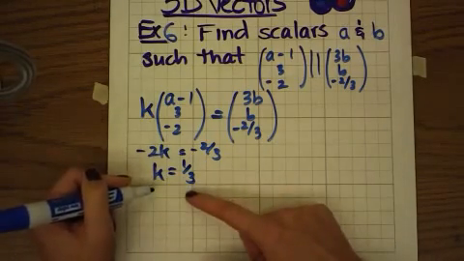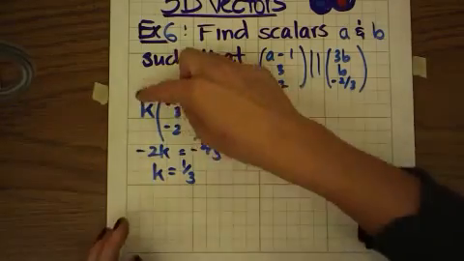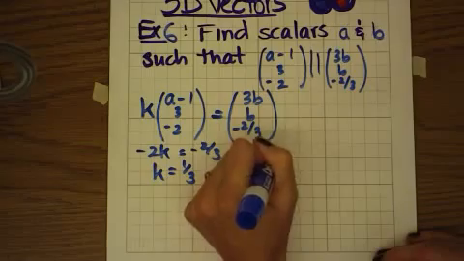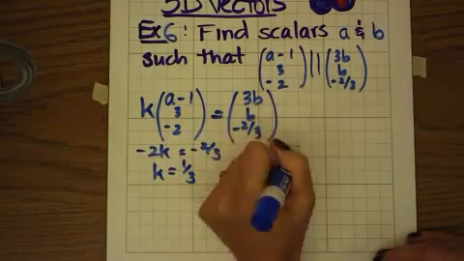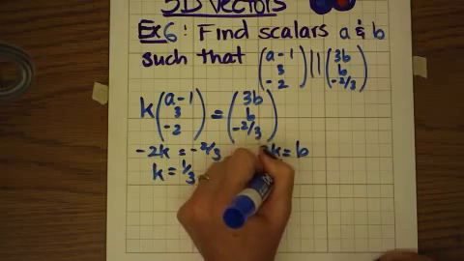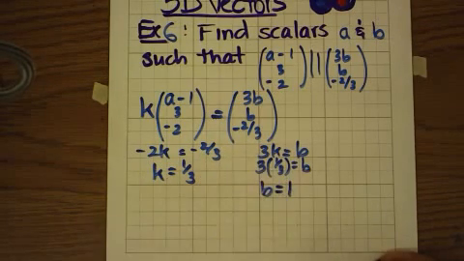Now that I have k, I can find b, and I can also find a. So from my y components, I have k times 3 is equal to b, and I know that k is 1/3. So 3 times 1/3 equals b, b equals 1.